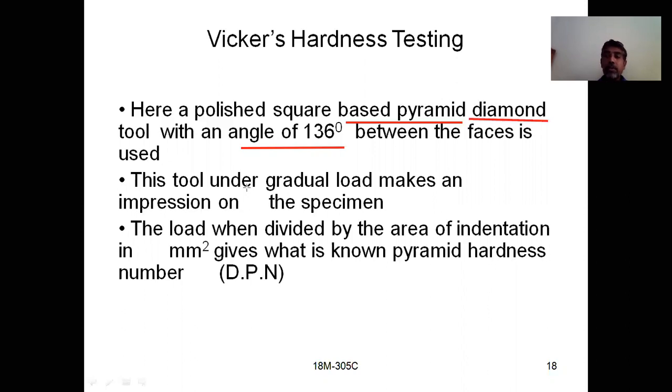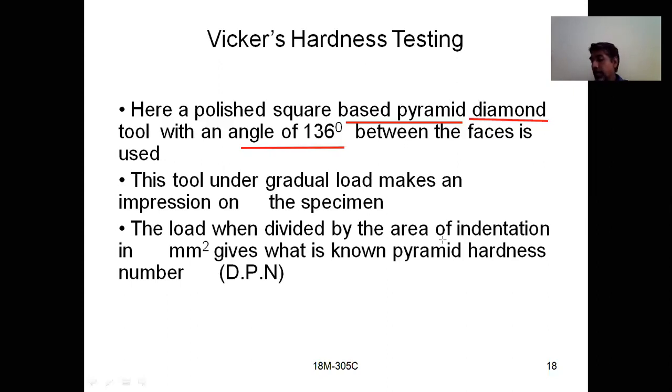When you apply the load, what will happen? You will get some indentation or impression. So the load should be applied gradually. That means the load should be increased slowly. So the load when divided by the area of indentation will give the DPN, pyramid hardness number.